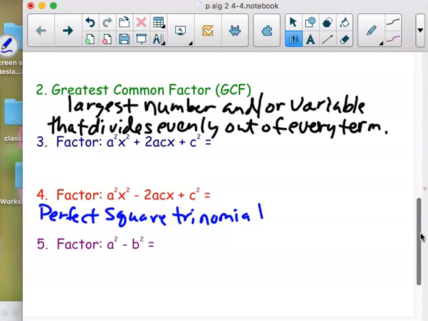So the question that you should be asking is, well, how am I supposed to know that? You know, when I look at this thing, how am I going to know this is a perfect square trinomial? Because this is a and x both squared. And the last term back here is c squared.